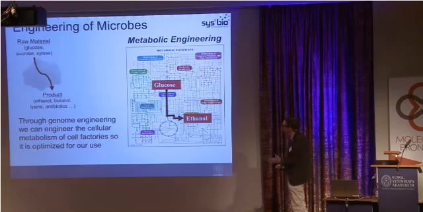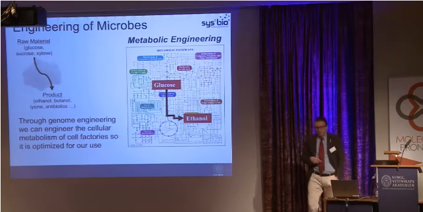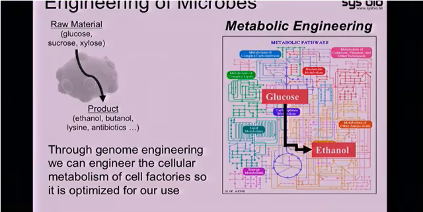So how is this done? Well, how do we engineer microbes to do this job? Francis was talking very much about specific enzymes that you can tailor to make specific chemistries. But when we want to make a new chemical, we often have to stitch together a whole biosynthetic pathway involving many different enzymes. And we do this, of course, through genome engineering.